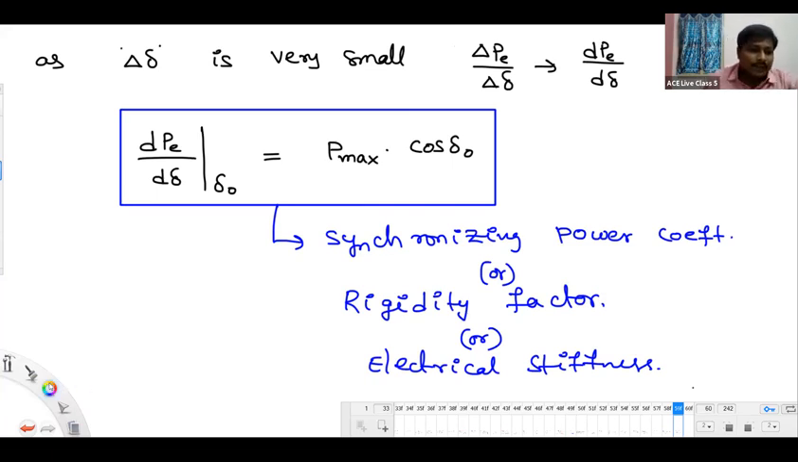Now I will show the power angle curve, PE versus delta, as well as the synchronizing power coefficient curve, dPE by d delta. Based on that, I will show you in what region the system is stable in the power angle curve, as well as in the synchronizing power curve. I'll take that in the next slide.